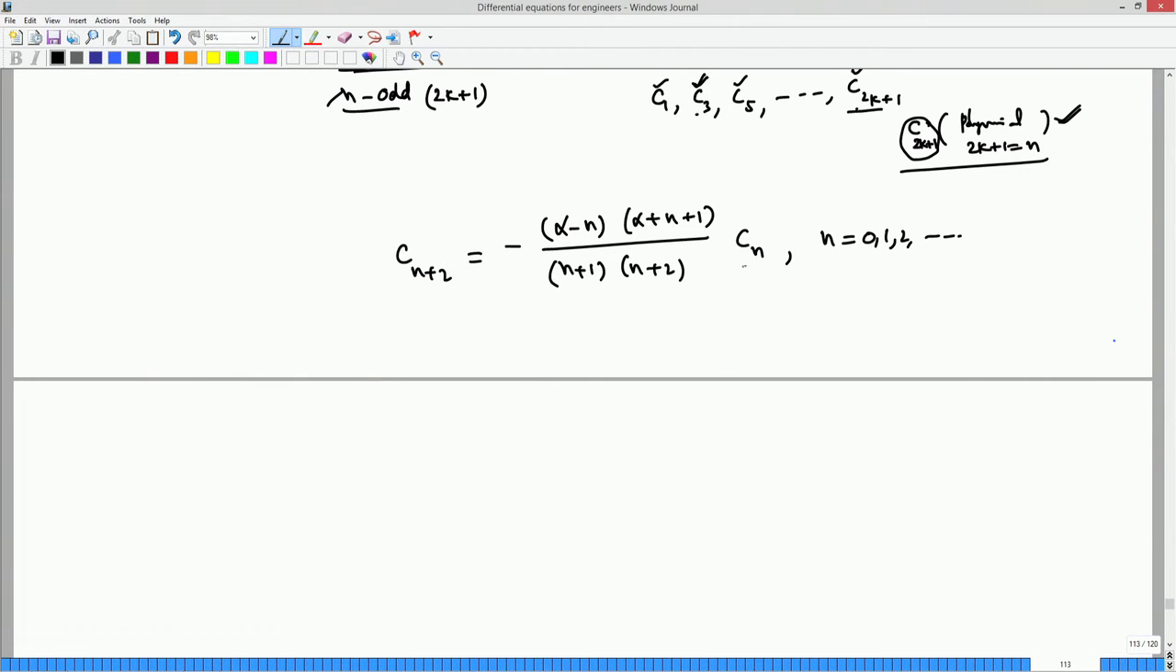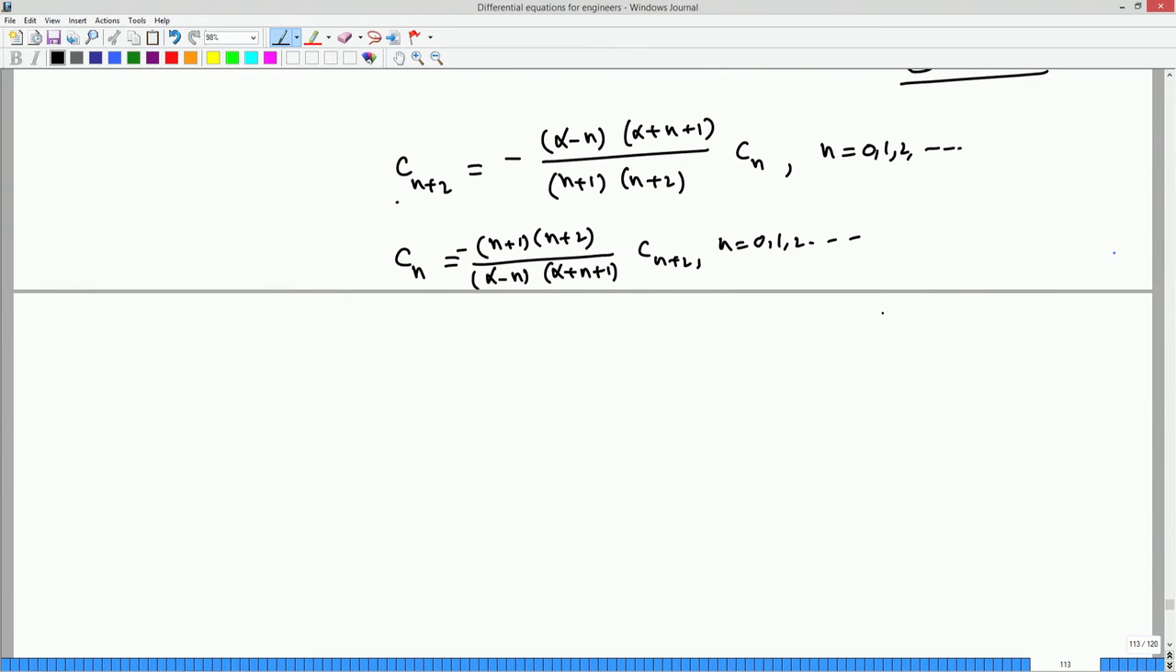So, if you want to reverse this, you want Cn, you write it the reverse way, Cn equal to n plus 1, n plus 2 divided by, sorry, I have a minus, alpha minus n, alpha plus n plus 1 into Cn plus 2, n is from 0, 1, 2 onwards. Okay. N is fixed either even or odd. So, what we see is wherever you start, you will not be able to get C0 and C1, right. So, it should start from either 2, 3 onwards, okay.